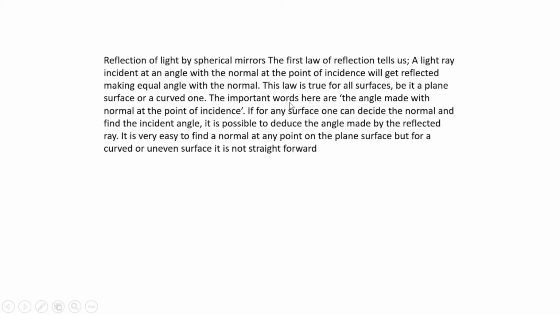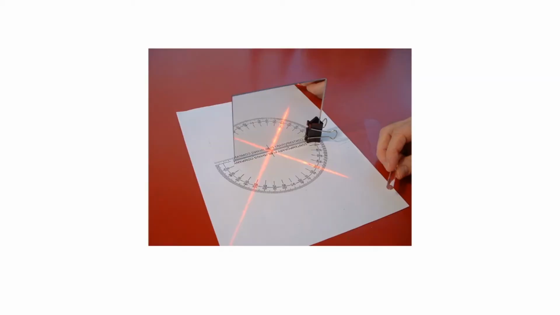The important words here are the angle made with the normal at the point of incidence. If for any surface one can decide the normal and find the incident angle, it is possible to deduce the angle made by the reflected ray. It is very easy to find a normal at any point on a plane surface, but for a curved or uneven surface, it is not straightforward. So it is easy on a plane surface, but not on a curved one, that is, convex or concave.